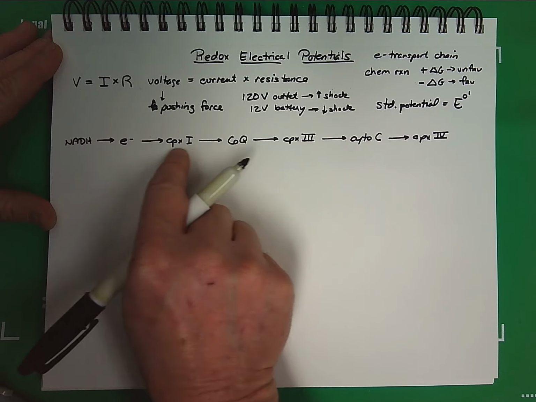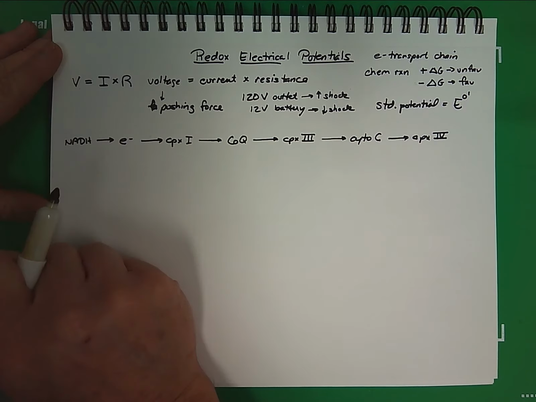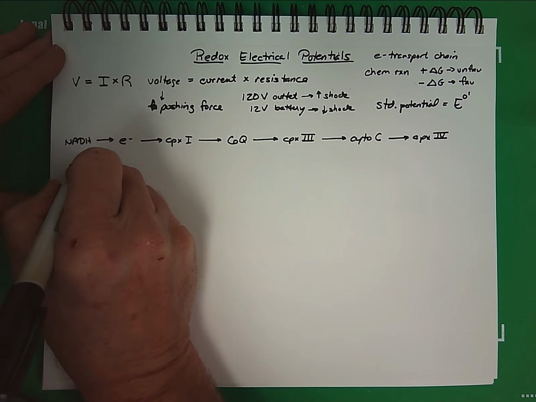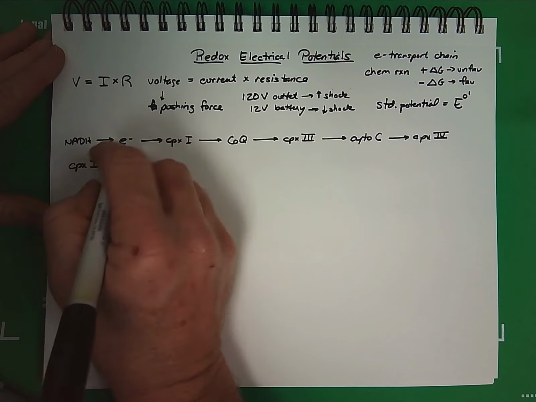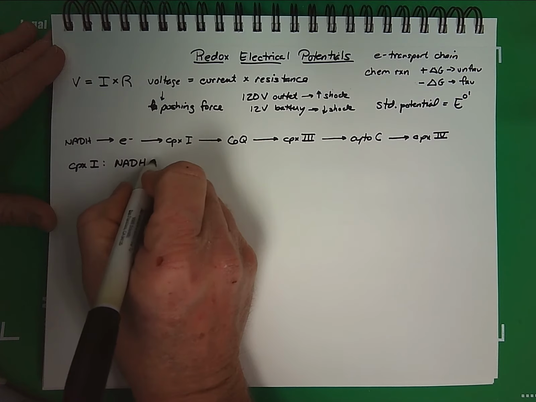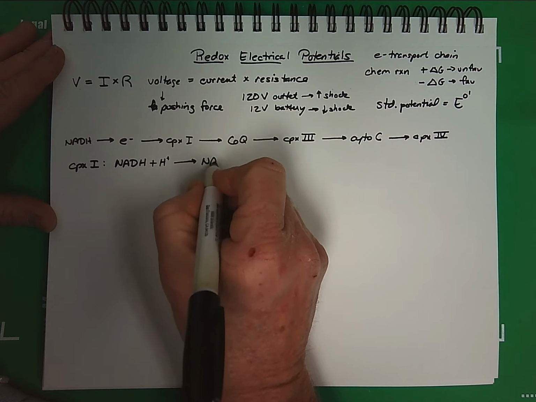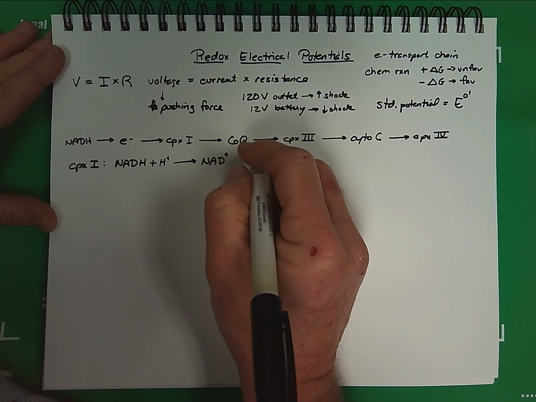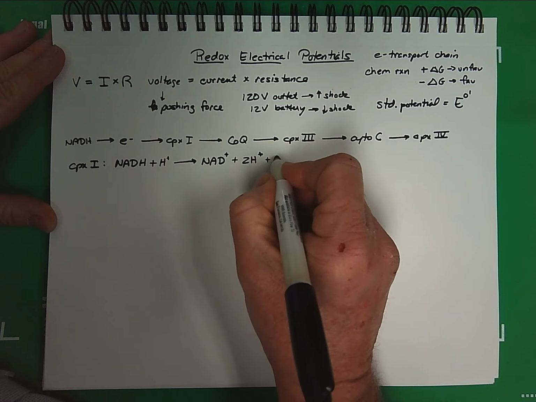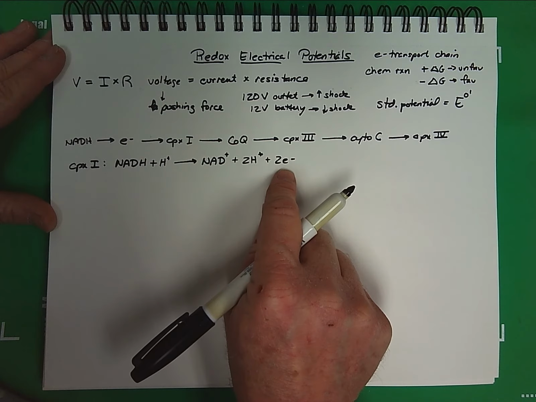So the question is what makes this a unidirectional movement of electrons? Why can't they go back? Well, let's look at the reactions individually. So in complex 1, the reaction we were looking at here is NADH plus H+, giving off the electrons, NAD+ plus 2 protons plus 2 electrons. So this is the function of complex 1.